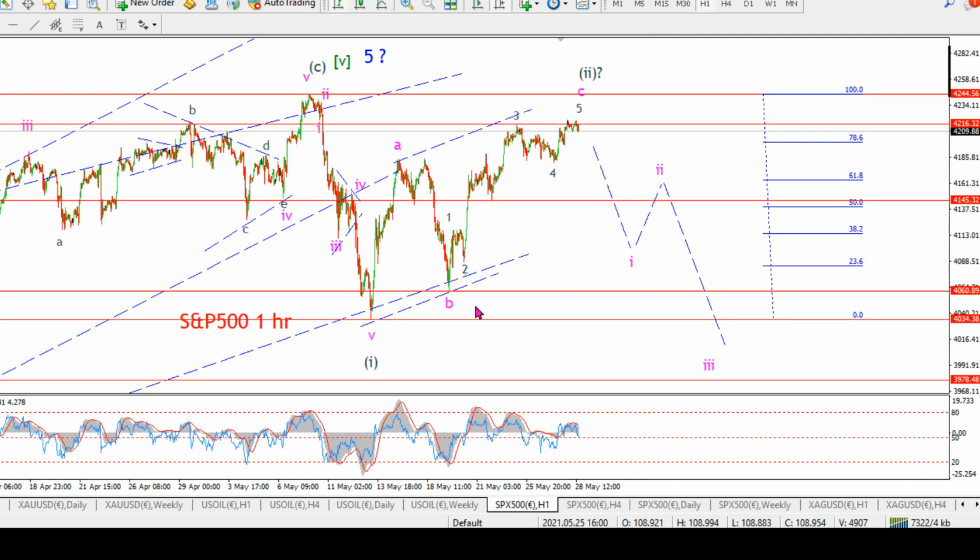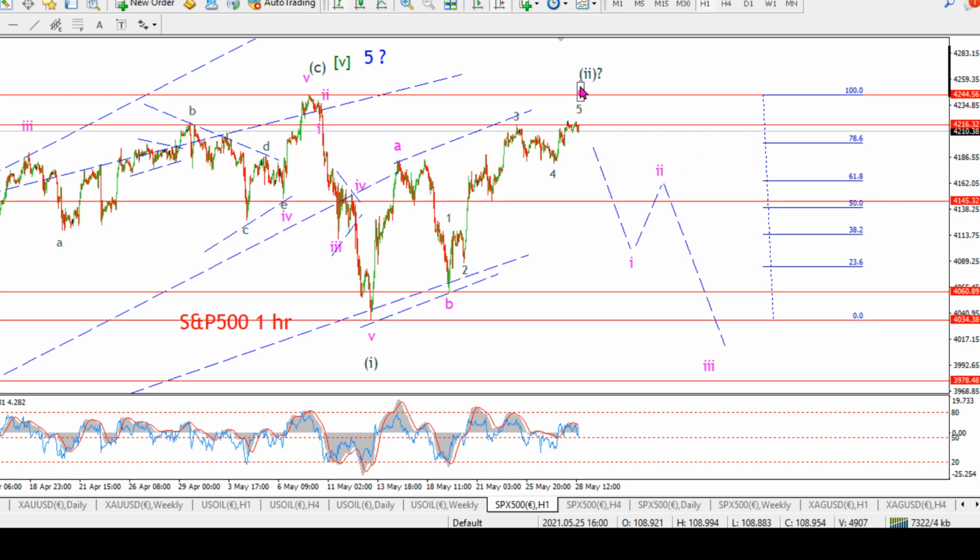On the hourly count, we have 5 waves down. We have 3 waves up. We have pushed into that 78% retracement this week again. I thought we had the wave C high in place earlier this week, seeing as we had 3 waves up and a pretty full trend channel.